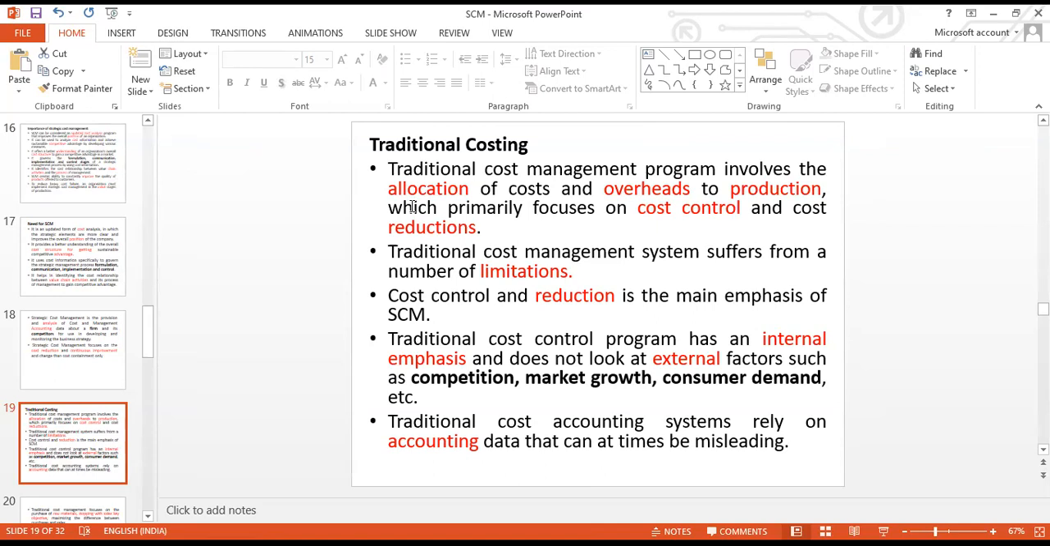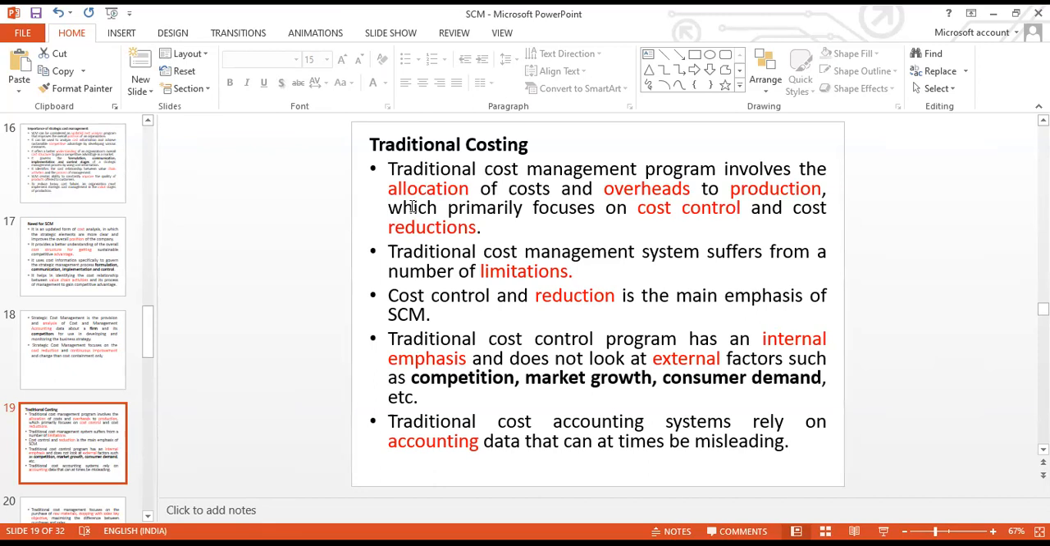Try to understand. In the traditional cost system, whatever cost came, we only bifurcated it. We were just categorizing this cost under various heads, but we were not thinking about why this cost has been incurred. We did not do the analysis of why this cost came. Whatever cost came, came, and we added it to the cost sheet. So this was the major drawback.